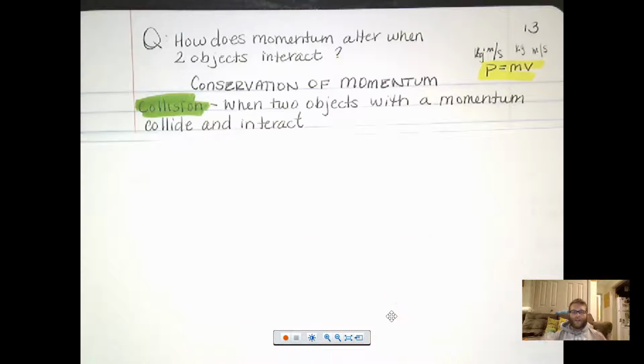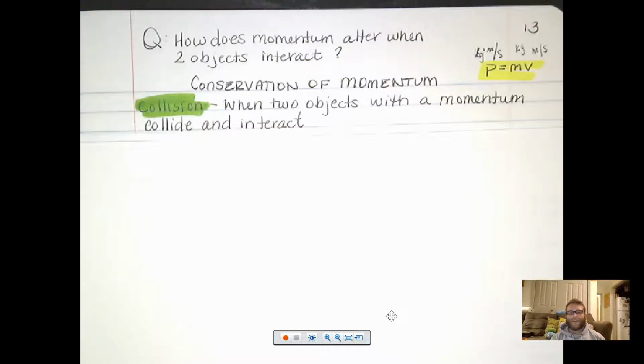Okay. So the basic definition of collision that we are going to use is just when two objects with a momentum collide and interact. So two objects that have a momentum that are going to be interacting with each other. Okay. So remember, for an object that has momentum, it's going to have mass and it's going to be traveling a distance, so it's going to have a velocity and it's traveling that distance in a certain amount of time. So any object that is traveling, that has a mass is going to carry a momentum with it.